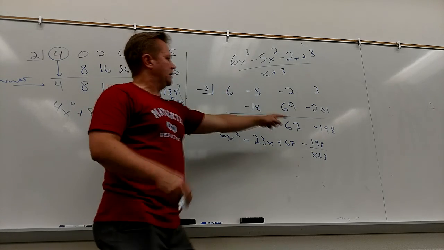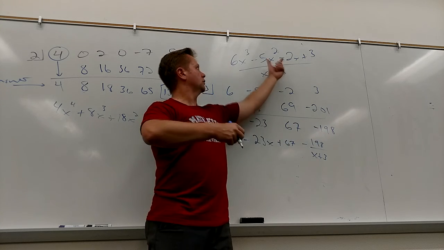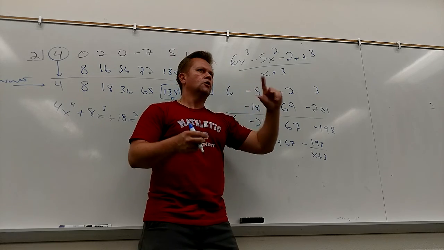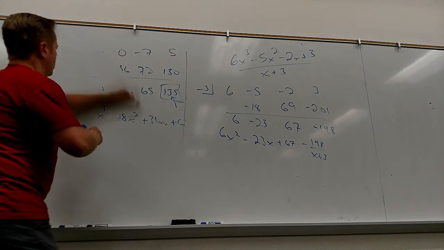Also, if it went in evenly, if this was a 0, then I would have discovered a way to factor this. Do you guys follow? So for example, if I do this one, how do I know this is going to go in evenly?